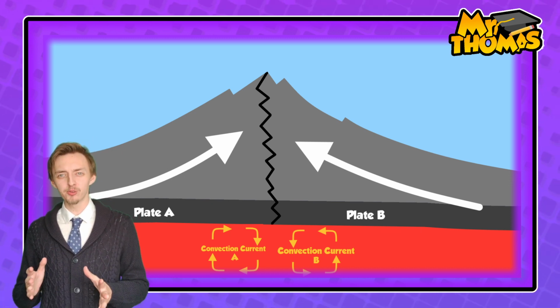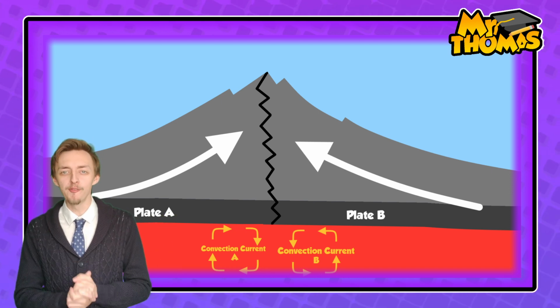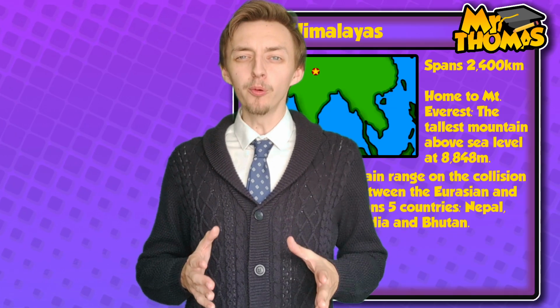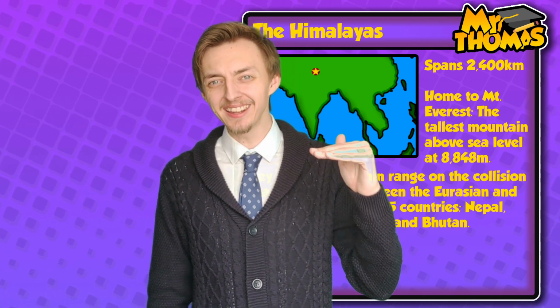At collision plate boundaries, powerful earthquakes can strike. However, once again, no volcanoes, just like at a conservative plate boundary. Our example for a collision plate boundary will be the Himalayas, which occur between the Indian plate and the Eurasian plate. This leads on to this fun little technicality.